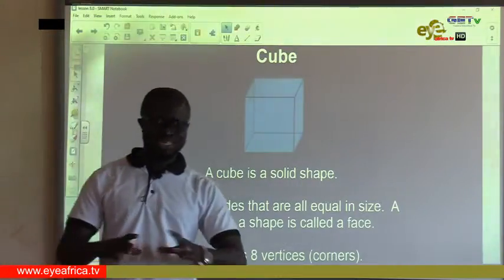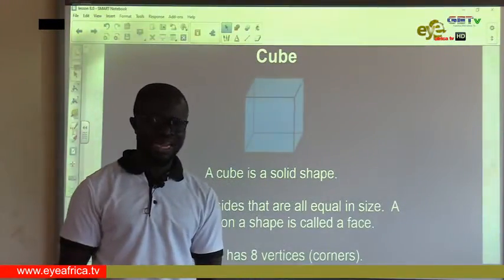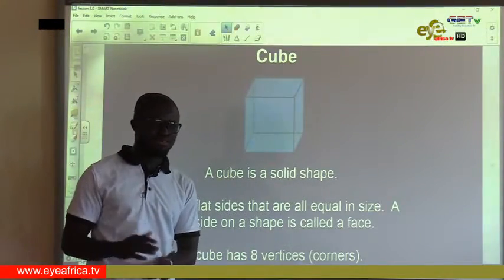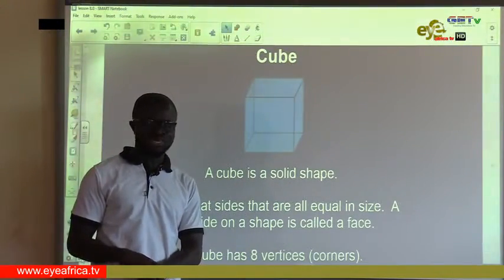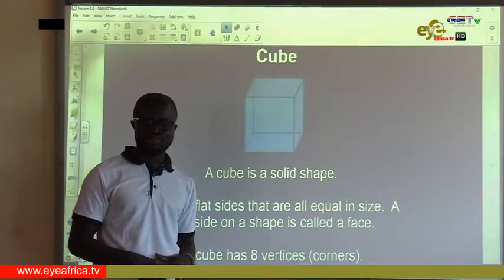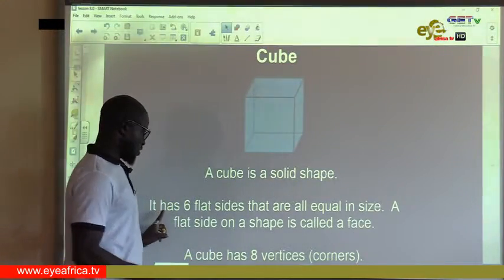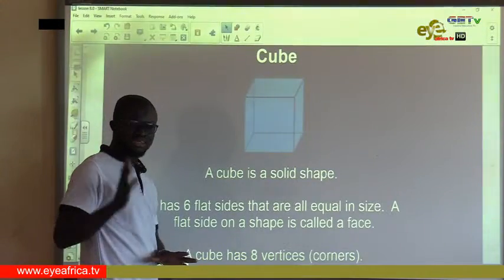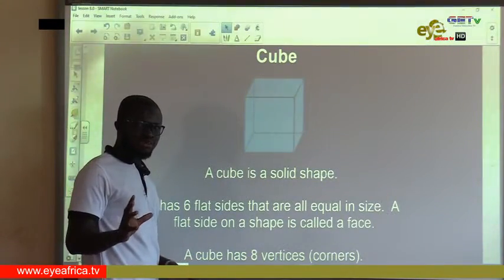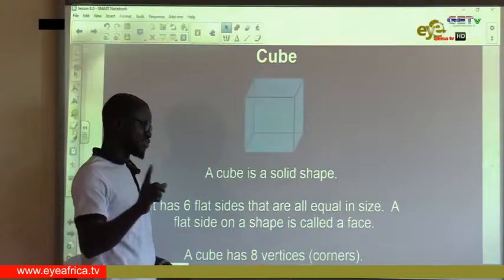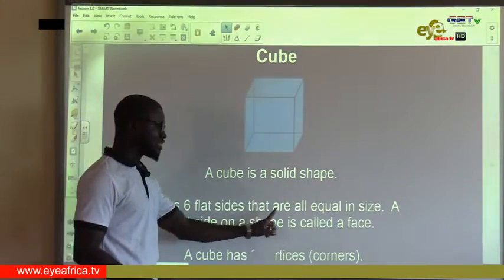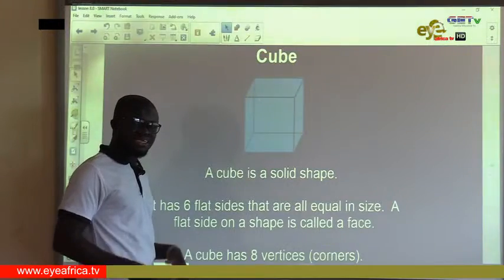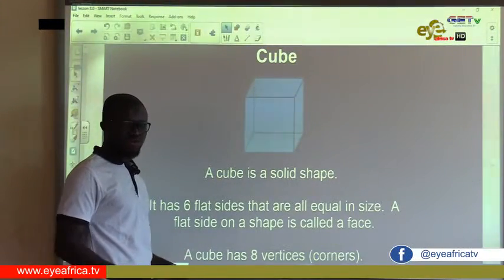Now here we are trying to describe what the cube is like. Let's discuss what is on the screen and we can confirm it from the object itself and see whether what is said about the cube is true or false. We are told that it has 6 flat sides. We'll investigate to tell true or false. The sides are all equal. I repeat, the sides of the cube are all equal.